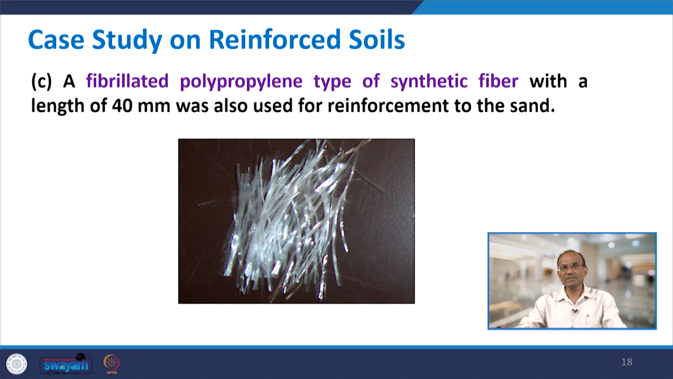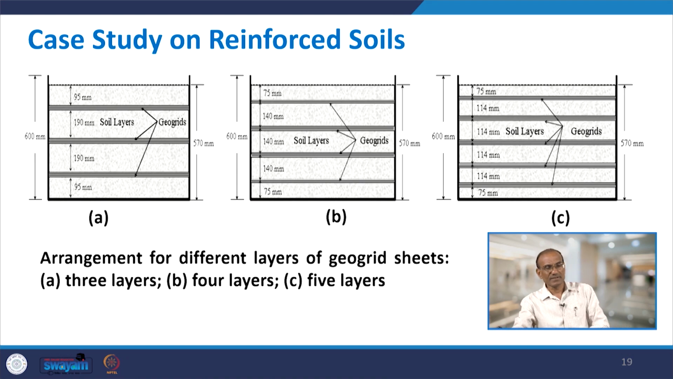The reinforcement using geogrids has been done in three patterns, because geogrids are used in layers. In the first case, 3 layers of geogrids are used, in the second case 4 layers, and in the third case 5 layers. The distance between two geogrids is constant, 190 mm in the first case, 140 mm in the second, and 114 mm in the third case. So, you have a similar uniform pattern here, and the arrangement shows the different layers: 3 layers, 4 layers and 5 layers.